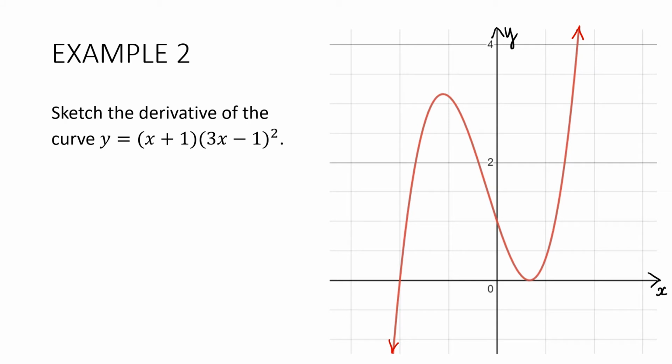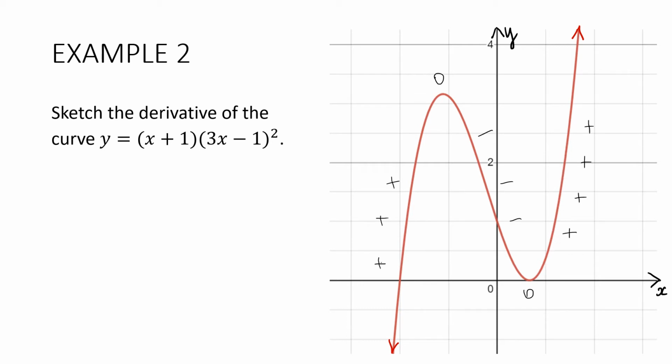Here's another example. Sketch the derivative of the curve y equals x plus 1 in brackets 3x take away 1 all squared. So this is just going to involve finding where the curve is increasing, decreasing, and 0. So it's increasing here. We have a turning point, so it's 0 here. It's decreasing here, so it's negative. Another turning point, 0, and then finally increasing.